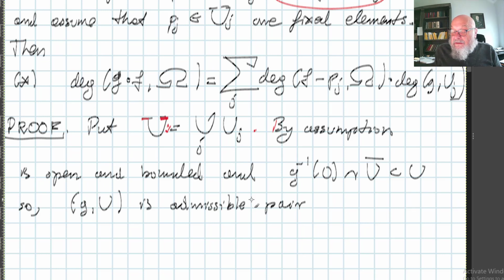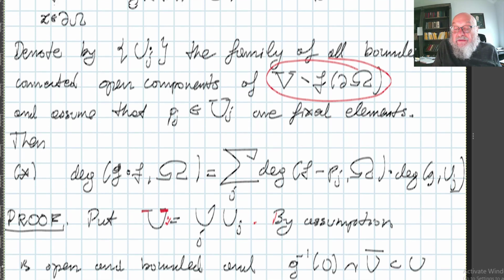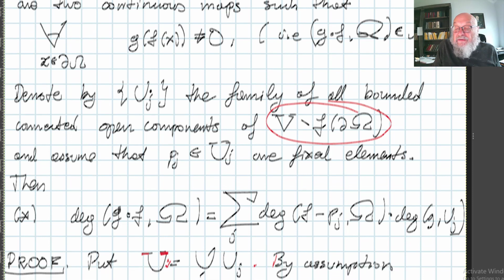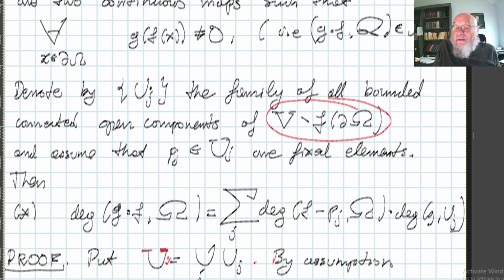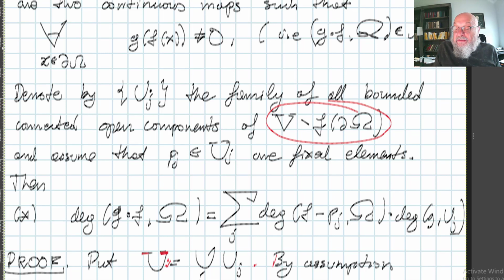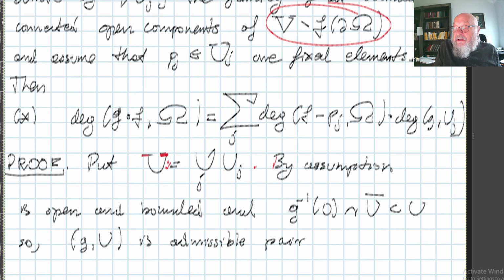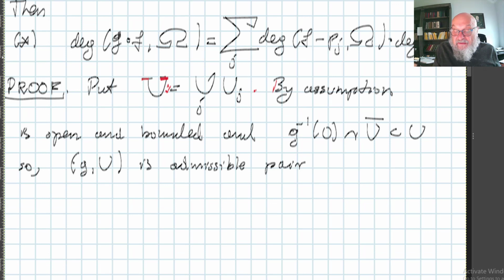Is this clear? Let's look at the assumptions. You can see that yes, this is non-zero. Since the boundary of the set U is exactly contained in the image of the boundary of omega, you can easily figure out that there cannot be solutions on the boundary of U.